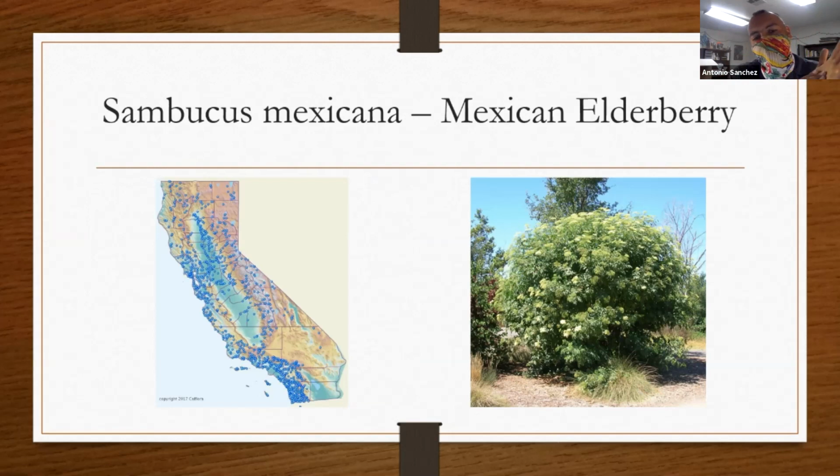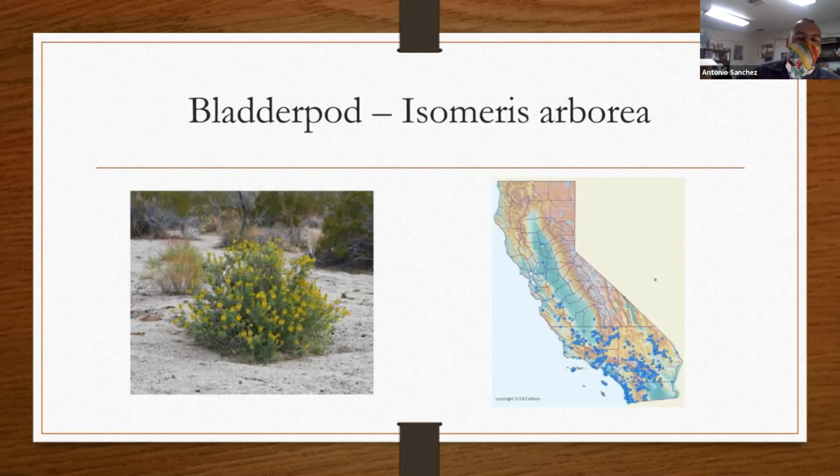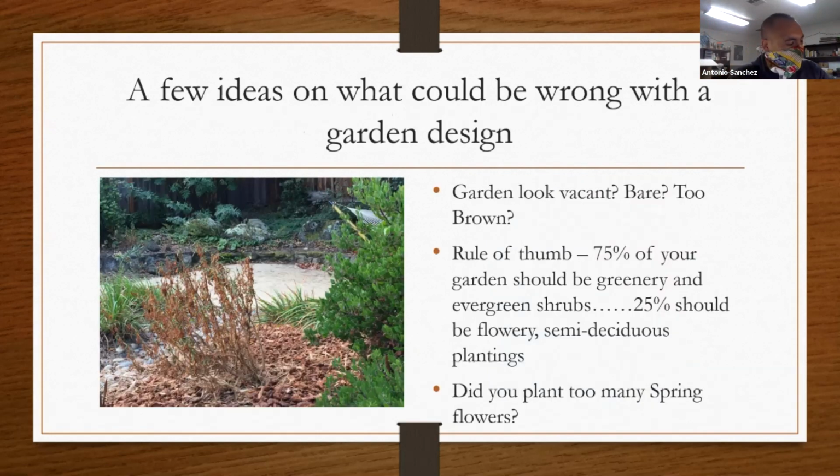Sambucus mexicana, Mexican elderberry, found everywhere, very adaptable, clay soil. We can prune it, we can overwater it with drip, etc. Bladderpod, same thing, found everywhere, super easy to maintain. If it's looking ratty in October, I can cut it down to a ball. I can cut it down to a ball in March. It's super, super easy to grow, super easy to maintain. So that's my little spiel on flexible plants.